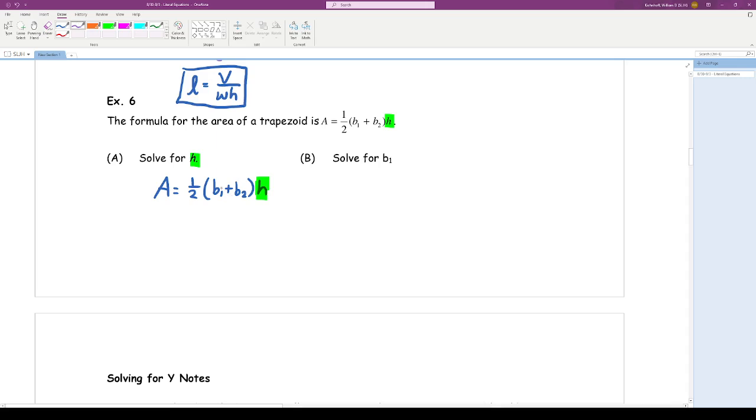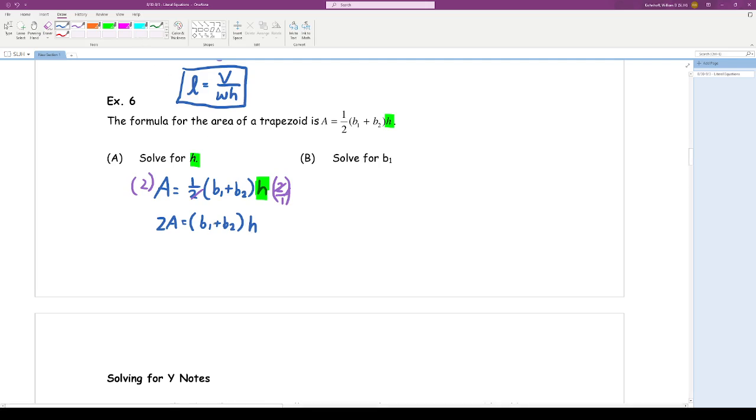So we have 1/2. We can cancel out 1/2 by multiplying by 2. That gives us 2 over 2 and cancels out a 2 on bottom with a 2 on top. Remember, 2 is the same as 2 over 1. So we're just multiplying by the opposite of this fraction, which we call the reciprocal. So I'm going to rewrite. We have 2 times A equals, we're still going to leave this in parentheses because h is times both of these together, b1 plus b2 times our variable h that we're trying to isolate.